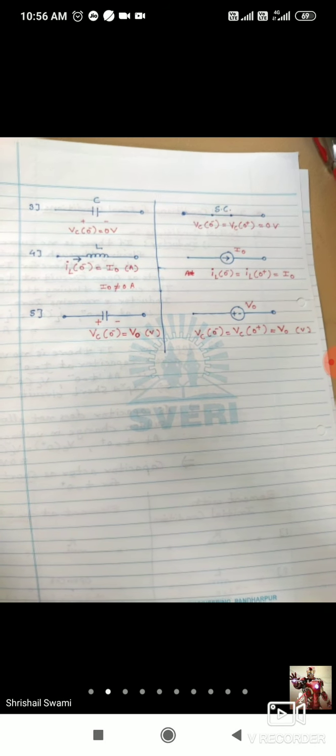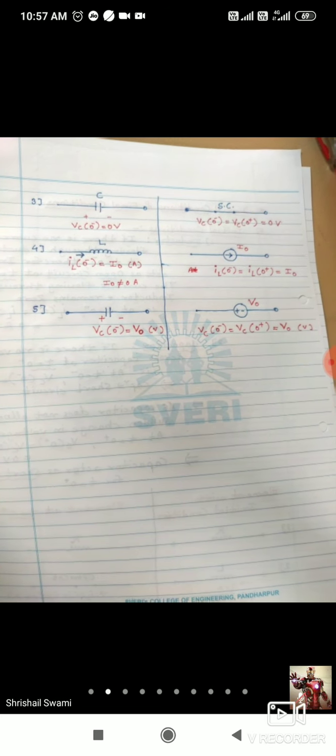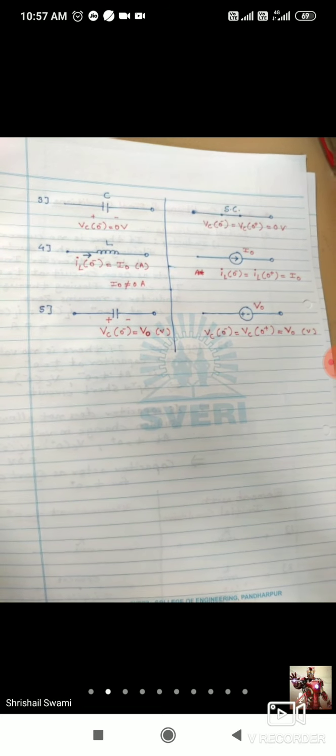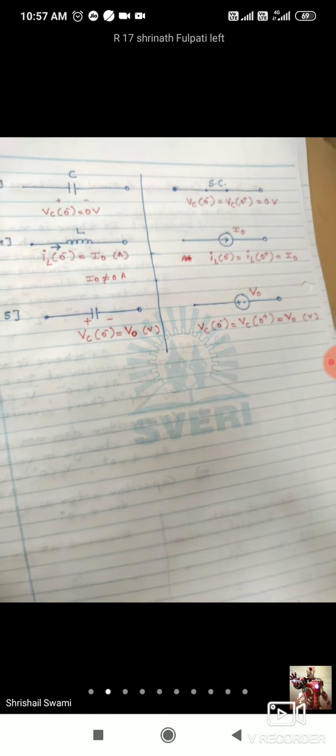ओके, जर 0 अँपियर करंट असेल इंडक्टरच्या अक्रॉस तर तो ओपन होतो. If the voltage across the capacitor is 0 volt then it becomes a short circuit. मग 0 सोडून जर व्हॅल्यू असेल, that is I0, current passing through the inductor, then it acts as a current source. If the voltage across the capacitor is some value, that is V0, then that capacitor acts as a voltage source. So according to that you can make the changes in the diagram for solving the problem. This is about the initial condition.